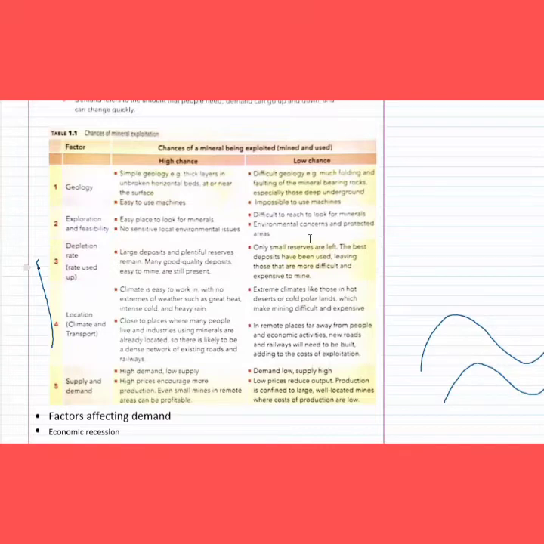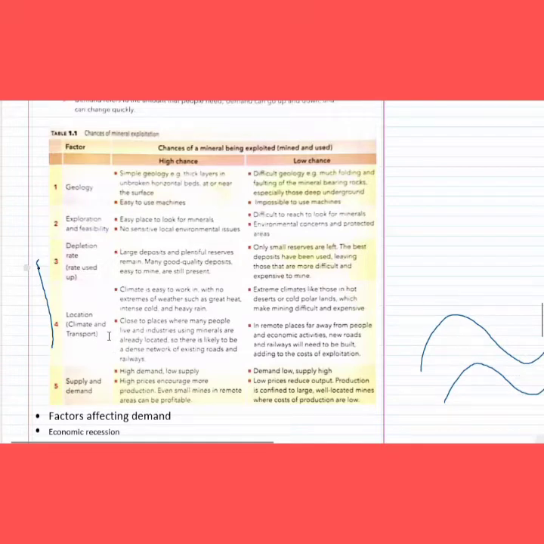Okay, and then if you talk about depletion rate, again, we have the idea that if you want to mine a mineral, it should be economically worthwhile, right? So for example, if you are spending all those resources on mining a small reserve, it's not going to be economically worthwhile, okay? So that is why we want depletion rate to be less. Again, large deposits and plentiful reserves remain. Many good quality deposits, easy to mine, are still present.